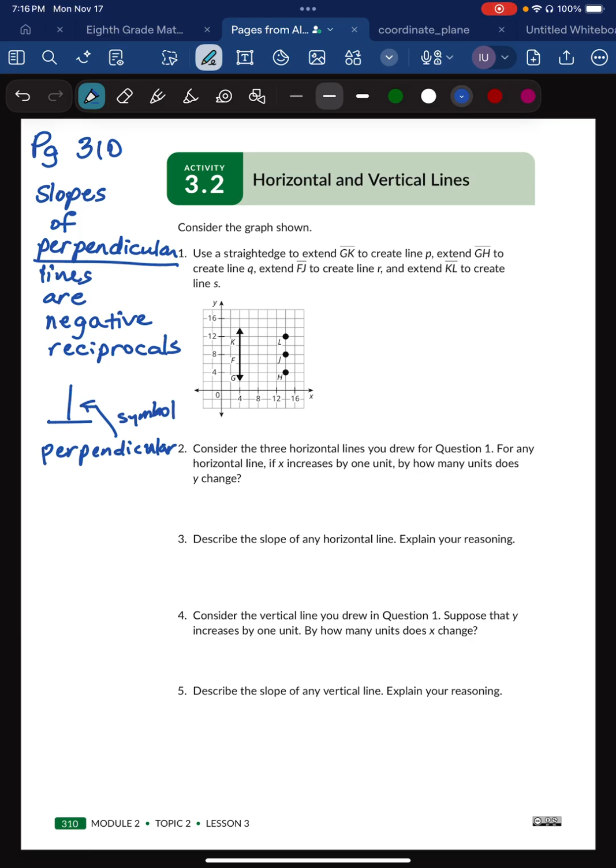I'm going to change the tip of my pen because I don't like the one I'm using right now. So hang on just a second.